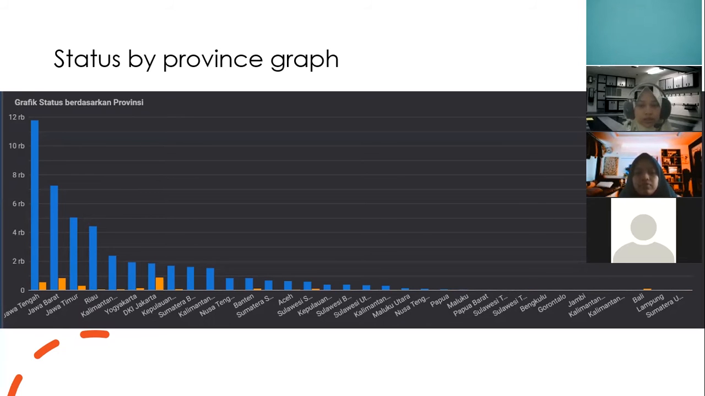This is a bar graph based on province. It is known that the ODP, or people suspected of having COVID, are symbolized by a blue bar, and the PDP, or someone with COVID-19, are symbolized by a yellow bar. The highest ODP is in Central Java, and then West Java, and then East Java, and so on. But the highest PDP is in West Java.